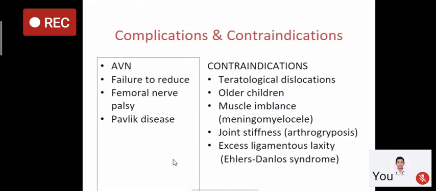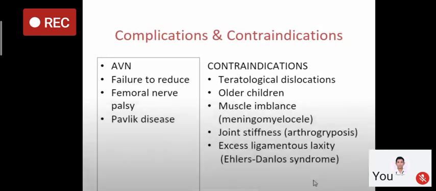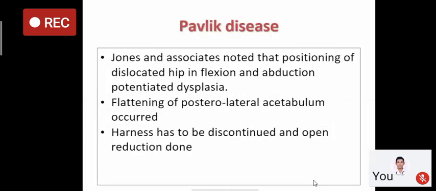Then complications, as you all know, can be avascular necrosis, failure to reduce, femoral nerve palsy, and Pavlik disease. Contraindications are teratological dislocation, an older child, muscle imbalance, secondary causes such as arthrogryposis, and ligamentous laxity, which means they are not able to maintain reduction.